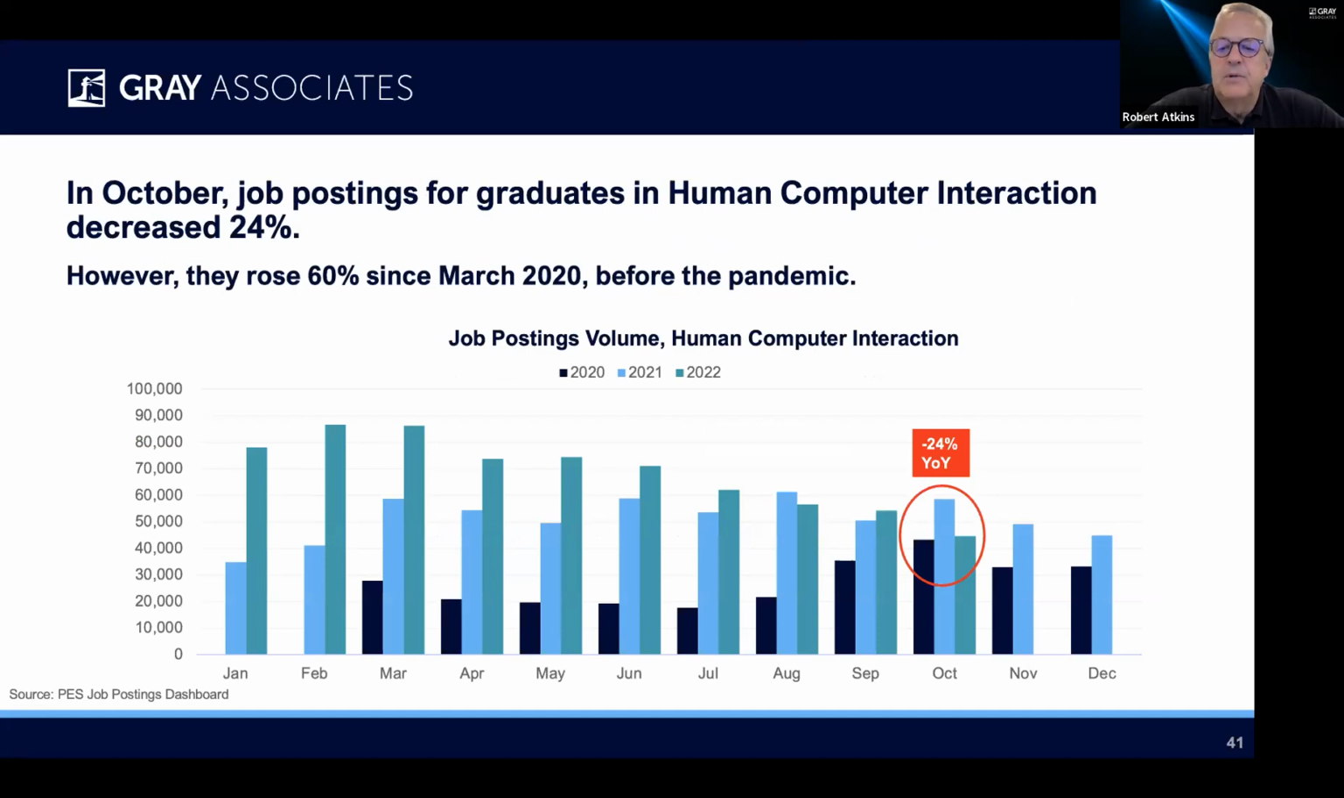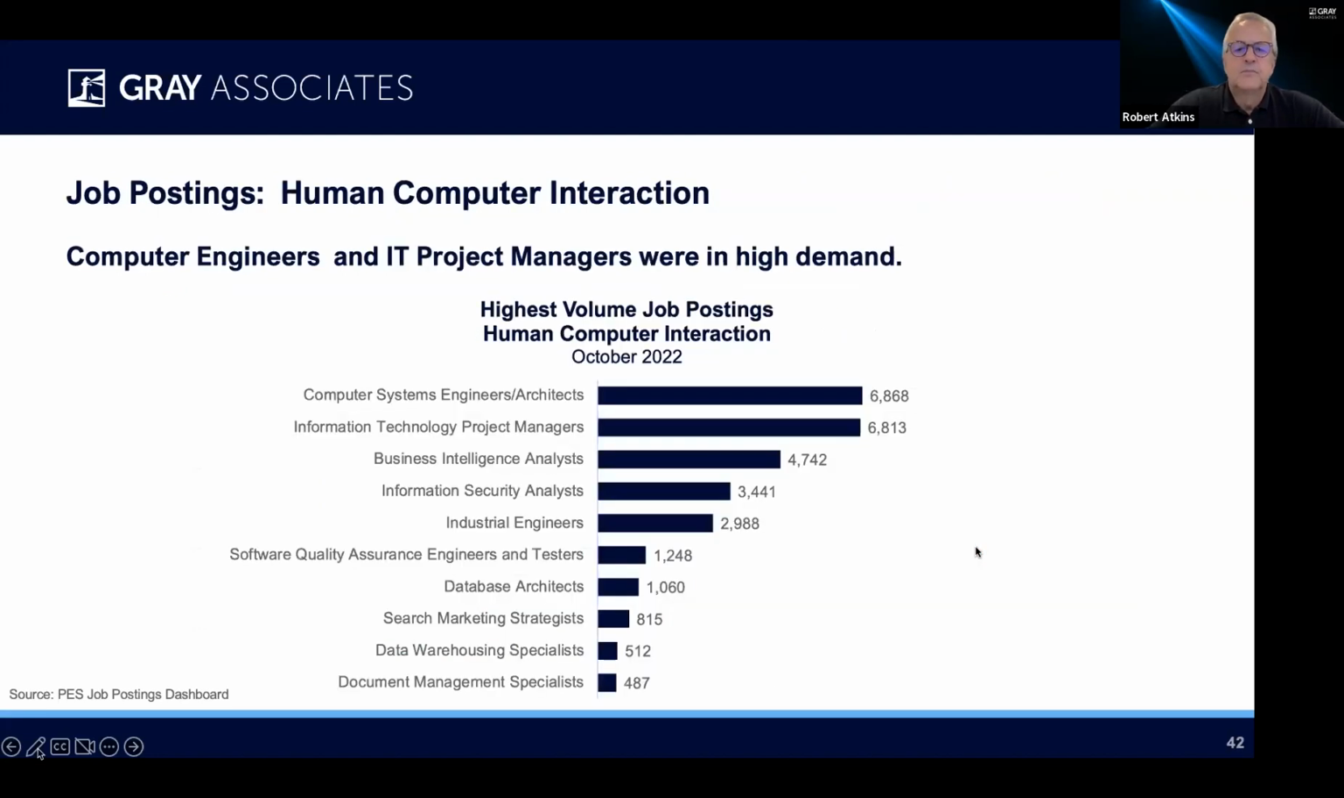So how are jobs doing? Well, down 24% year over year, still ahead of those pre-COVID numbers, the March numbers, by a substantial margin. But you can see the trend here is a little disturbing in terms of job postings, just straight down those green lines, if you will. So I would expect we're going to see another drop next month and probably the month after as well.